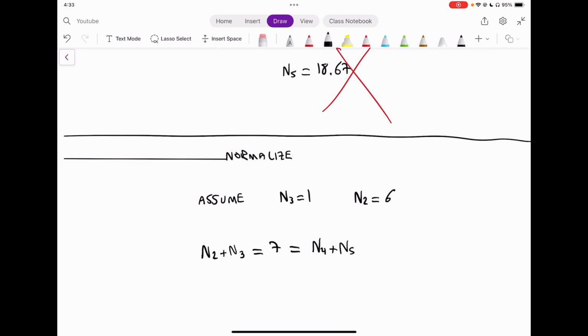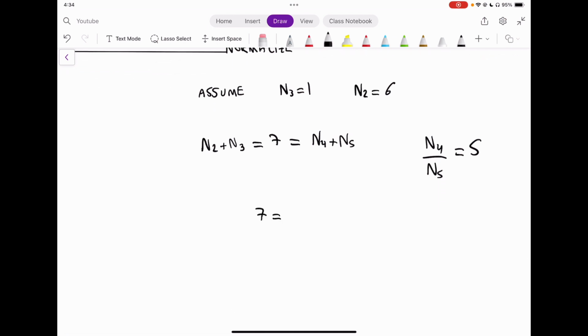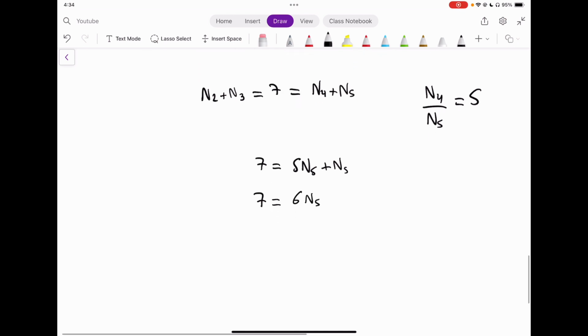Now, obviously, we know that that's not going to work, okay? Because N4 plus N5 would have to be equal to 7 as well, and it would be very challenging to do that with a different gear ratio. So we can also write again that N4 over N5 is equal to 5, based on our mg for 4 and 5. Based on that, we can come up with the equation that says 7 is equal to 5 N5 plus N5. Then we can go one step further and say 7 is equal to 6 N5. And now we can say that N5 is equal to 7 over 6.